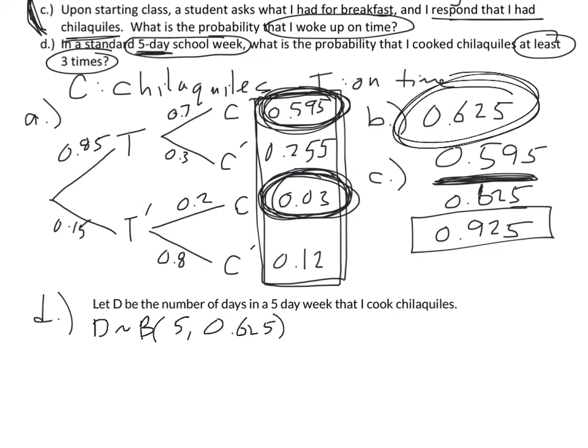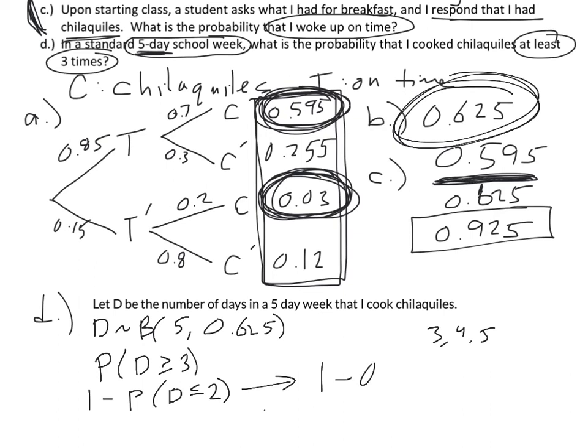Okay. Next, I'm supposed to state the probability I'm trying to find. I want the probability that the number of days that I did this was at least 3, which means 3 or 4 or 5. So I want the probability that D is greater than or equal to 3. That doesn't work very well with binomial CDF, so I'm going to do 1 minus the probability that D is the opposite of being greater than or equal to 3, which would be less than or equal to 2. And now that's something I can put into the calculator as a binomial CDF. Calculator gave me that this was 1 minus 0.275, which gives me 0.725.